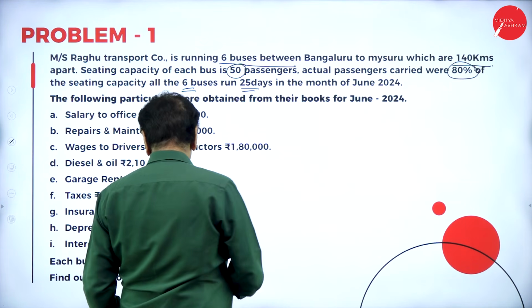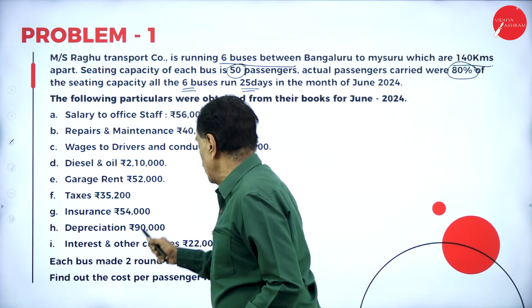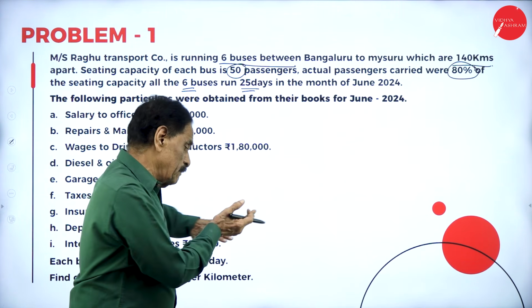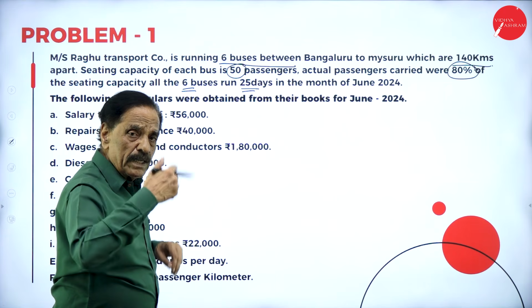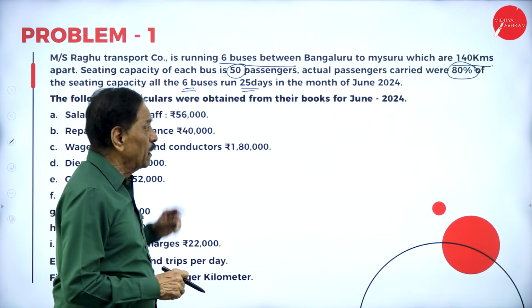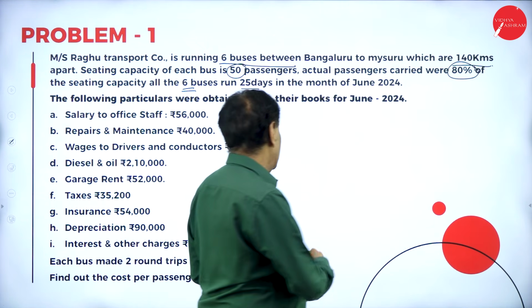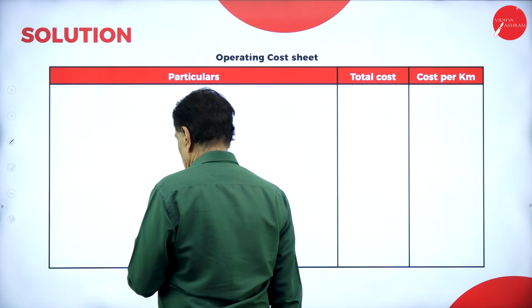How many trips are there? Each bus made 2 round trips. 1 round trip means going 140 kilometers and coming back 140 kilometers, so 280. So it is 140 into 2 into 2. So first we have to calculate passenger kilometer.